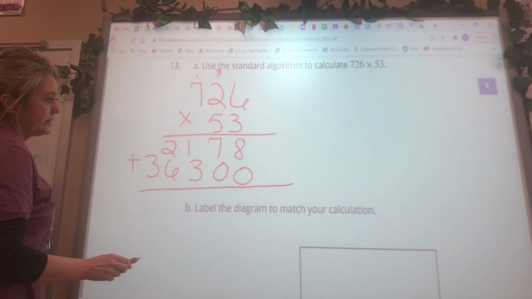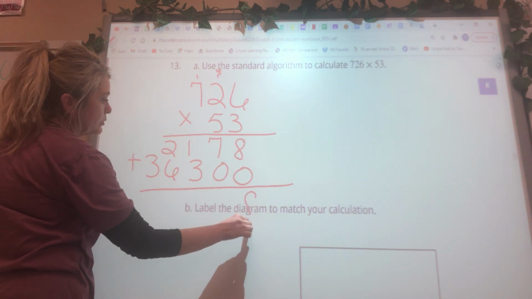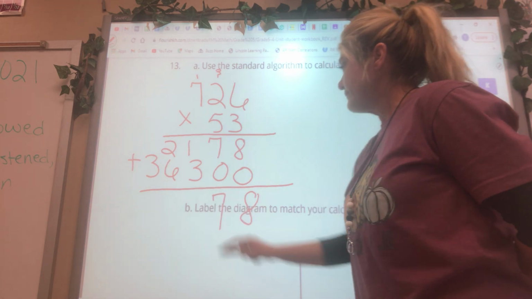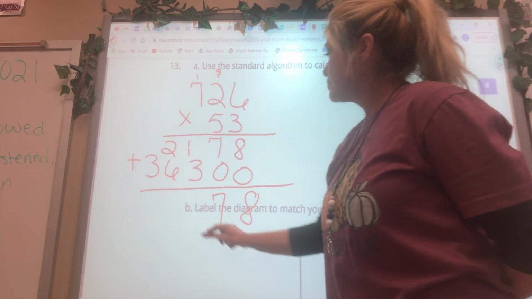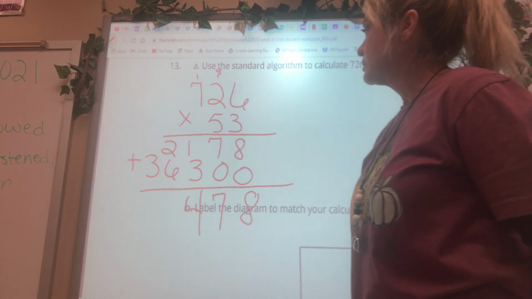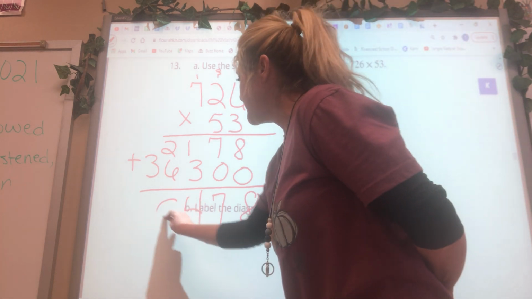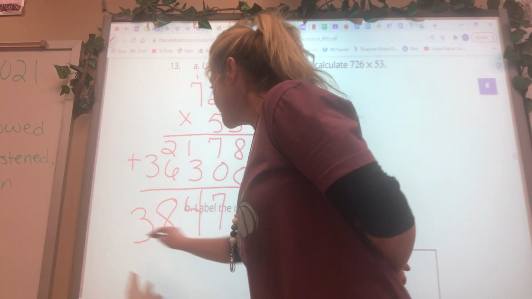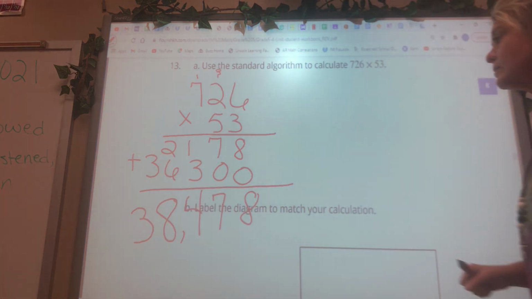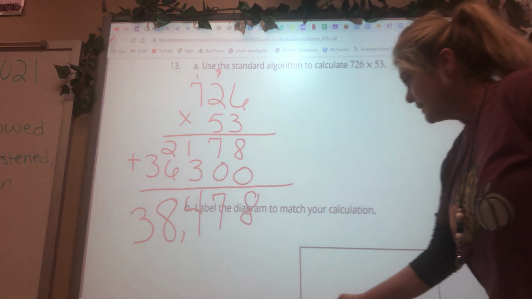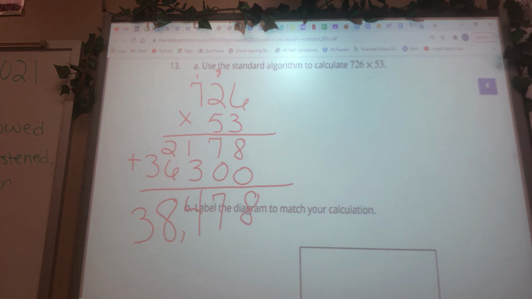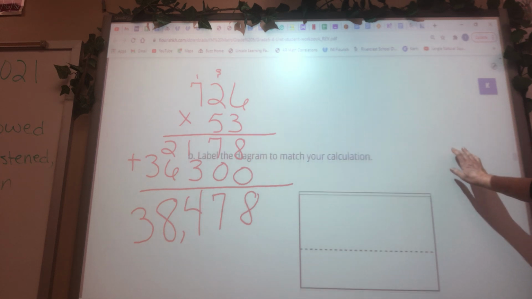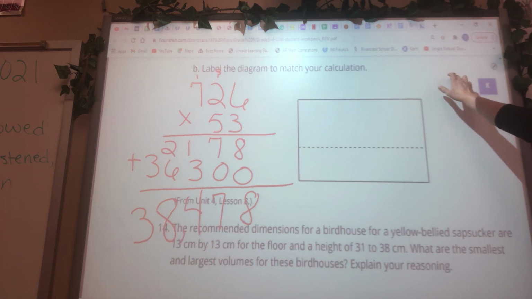And then I add together. I have 8 plus 0 is 8. 7 plus 0 is 7. 1 plus 3 is 4. 2 plus 6 is 8. And nothing plus 3 is 3. So using the standard algorithm, I get 38,478. And then part B says, label my diagram to match my calculation.